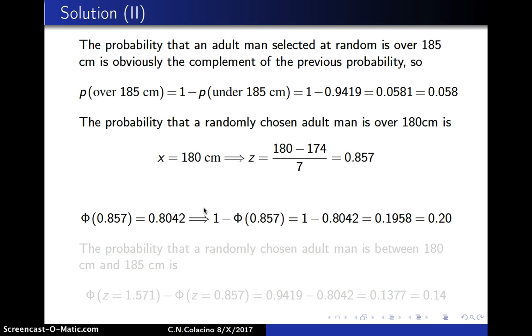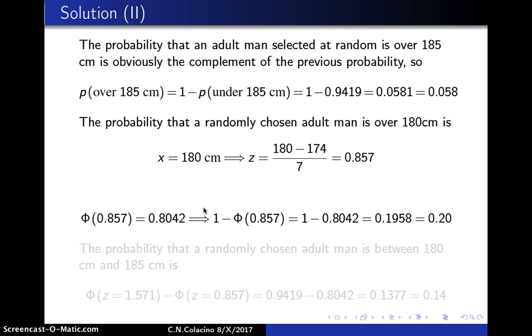The probability that a randomly chosen adult man is over 180 centimeters can be calculated with the same procedure. X equals 180 centimeters. So Z is 180 minus 174 divided by 7. I haven't put a unit of measure to Z because it's centimeters divided by centimeters, obviously, which gives 0.857. Phi of 0.857 is 0.8042. You find the values of phi, let me repeat it, on the tables.